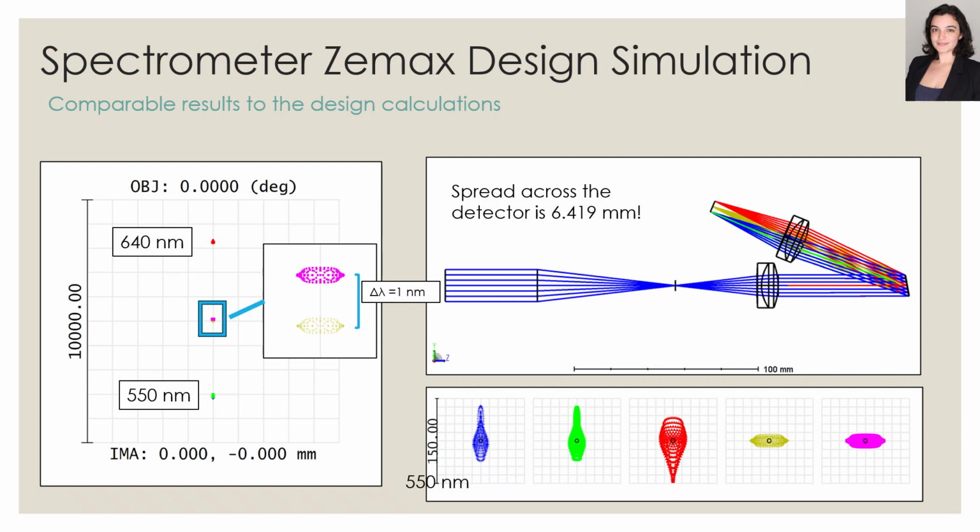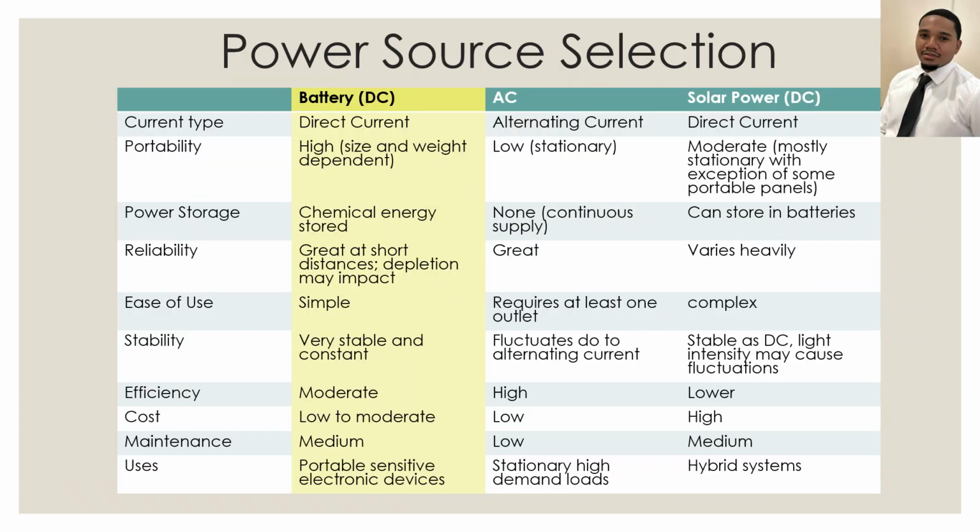This is the ZMAX simulation of the spectrometer design. ZMAX was used to dictate our lens choices and showed acceptable spectrometer performance with a 50 millimeter focal length achromatic doublet for collimating and focusing. I was further able to optimize the distances between lenses that derive tolerable spots. We could also see that the distance between 550 and 640 nanometer wavelengths on the focal plane is 6.419 millimeters, which will fit comfortably onto the 29.1 millimeter detector.